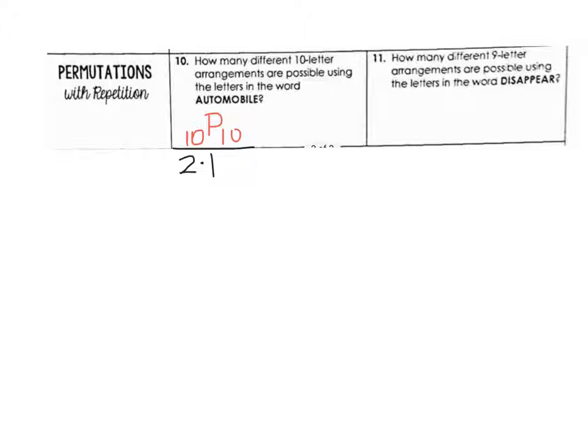So we're going to do this 10P10, but then we're going to divide it by 2 times 1, which is the same as 2, right? So dividing that by 2 would be 1,814,400.